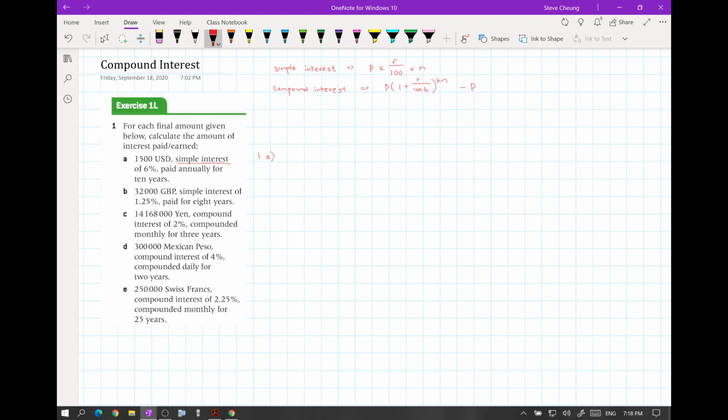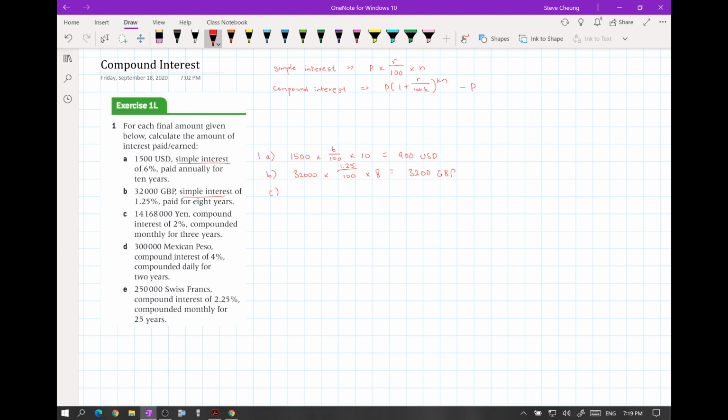So in 1A, we're dealing with simple interest. So we can go ahead and do the initial amount times 6% in decimal. Multiply that over 10 years, and you should have $900, or 900 USD. For B, we also have simple interest. So let's go ahead and write down the amount at the beginning times the interest rate over 8 years. And that should be 3,200 pounds.